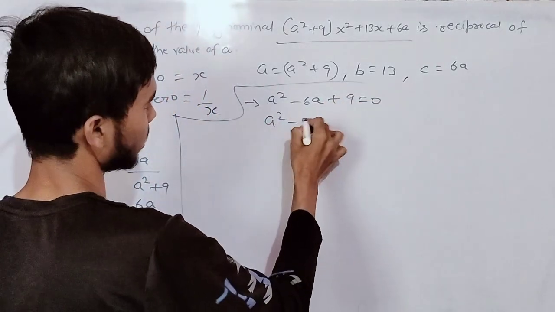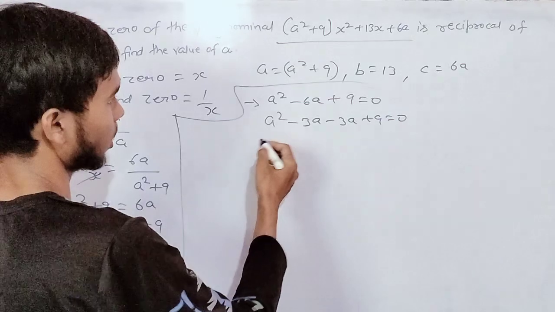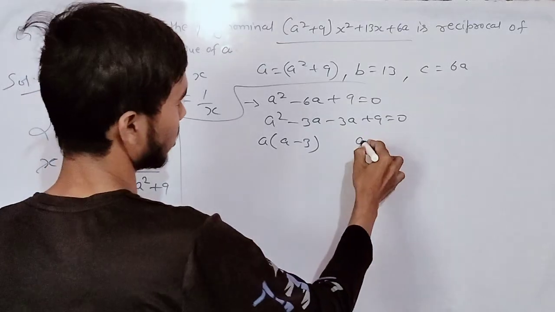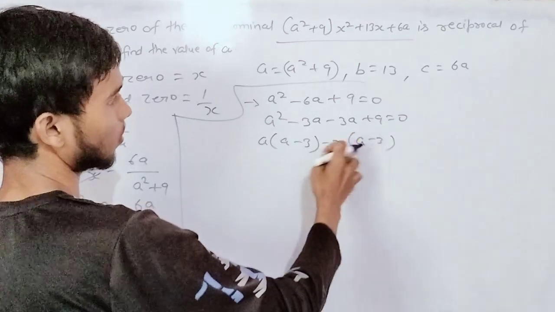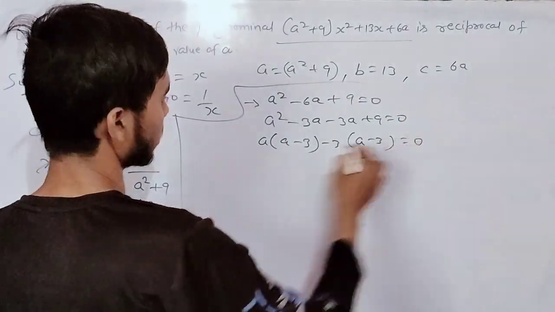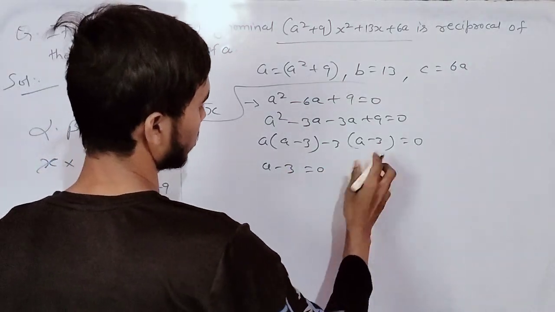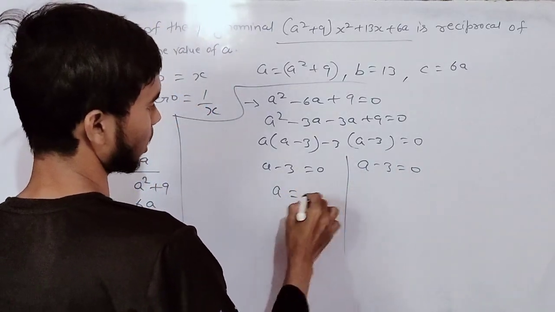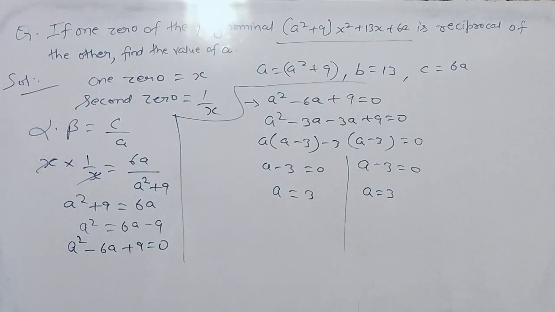So a square minus 3a minus 3a plus 9. Here a can be taken as common: a minus 3, and taking minus 3 common, minus 3a minus 3 times minus 3 is plus 9. It is correct. Now each factor is equal to 0, and as you can see, a came as 3. So finally we got a as 3.